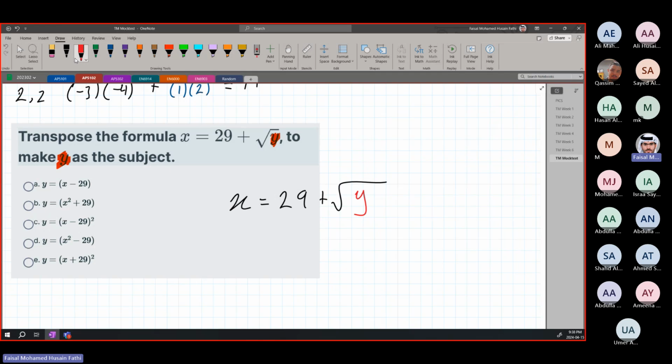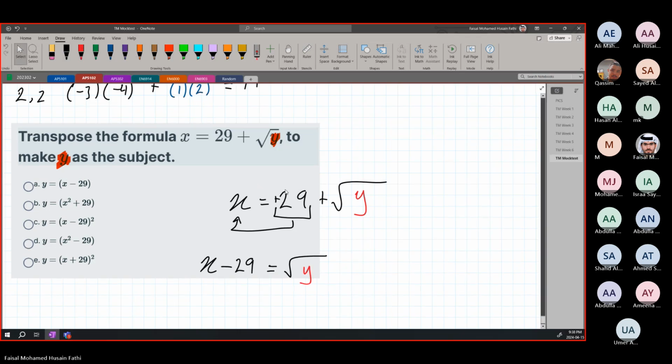Okay. First step, we will remove anything that is plus or minus next to this. We will take it to the other side. So we have here 29. We will take this to the other side. So it will become x minus 29, because this is plus 29, becomes minus here, is equal to the square root of y. All right.